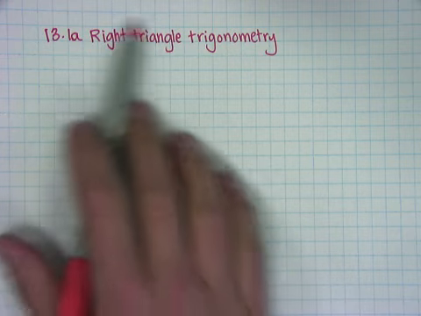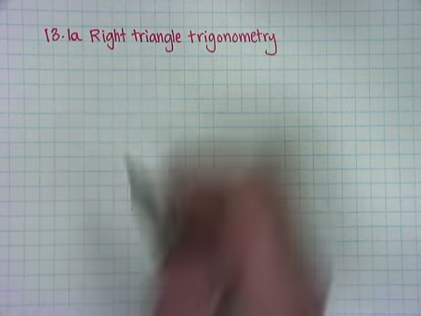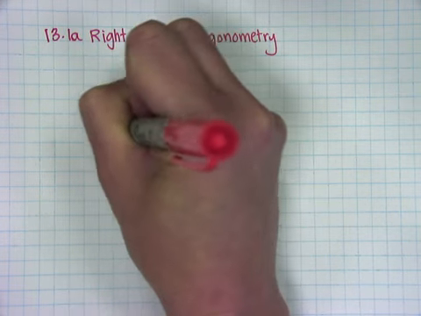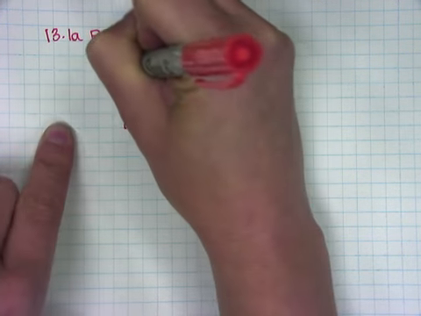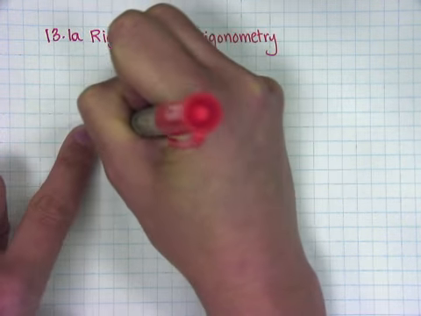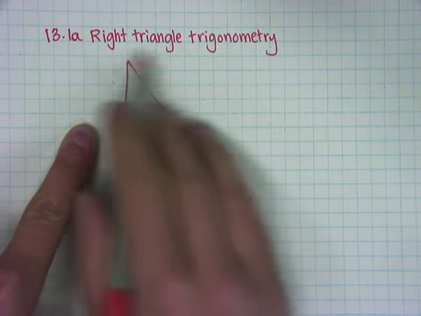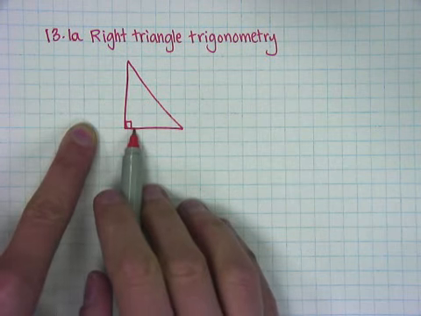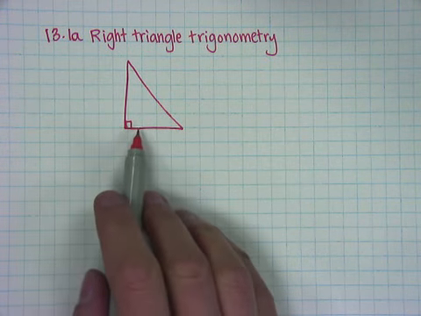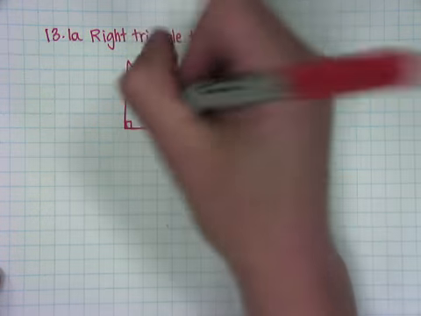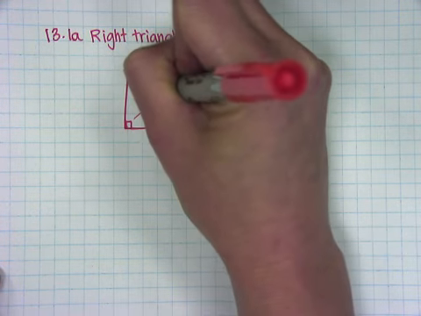For right triangle trig, the basis of this is that it has to be a right triangle. A right triangle, we know, is a triangle that has a 90-degree angle in it. So for example, this would be a right triangle because it has a right angle in here. Now, right triangle trig only works if it's a right triangle, so if it's any other type of triangle, we can't use it. Once we have our right triangle, the opposite of the right angle is called the hypotenuse.